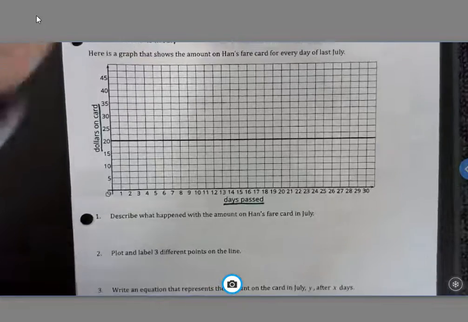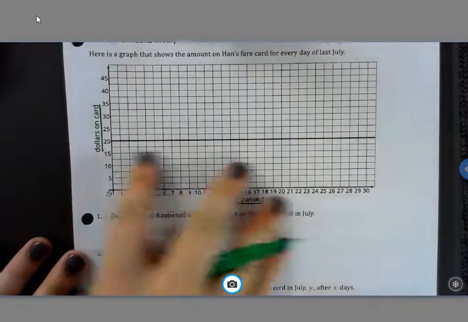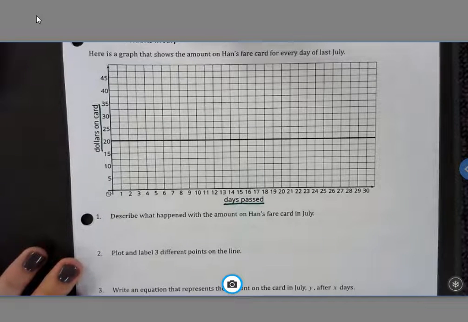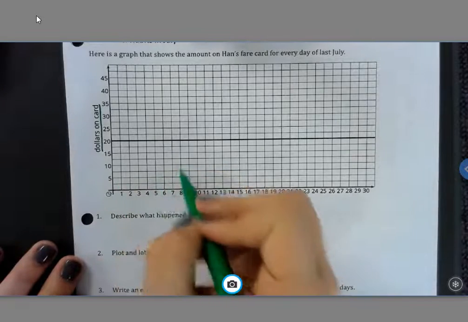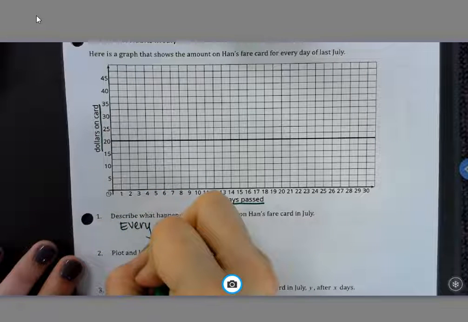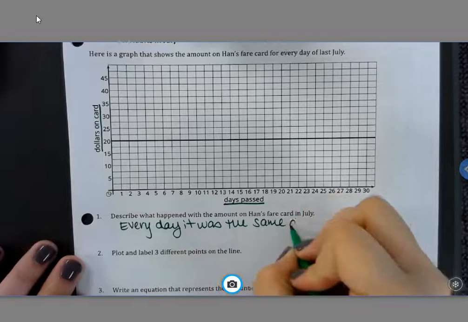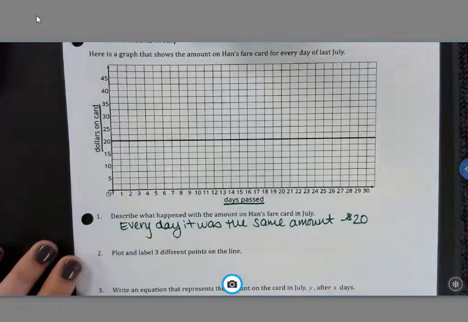Number 1 says, describe what happened with the amount on Han's fare card in July. So this line is representing Han's fare card. How do you think we could describe what is happening to the amount on Han's fare card? Well, we could say that every day it was the same amount. We can even say what that amount is because we can see it.